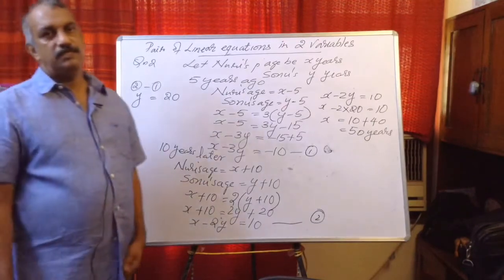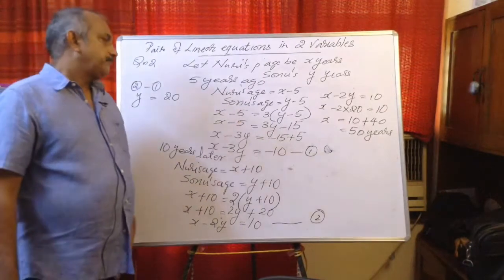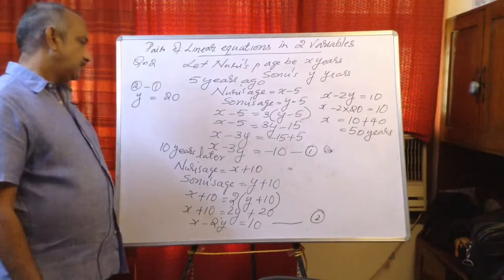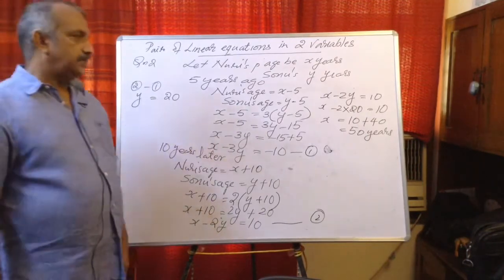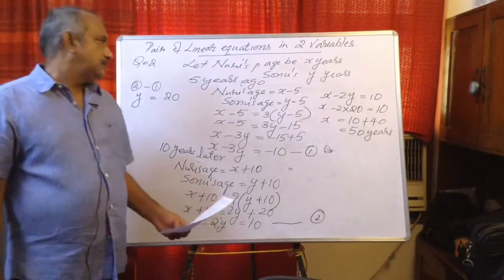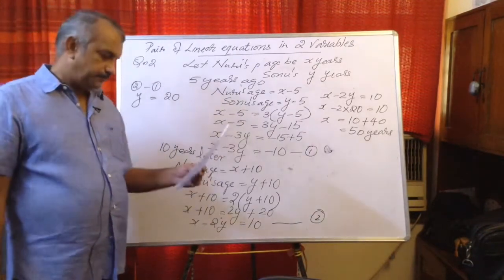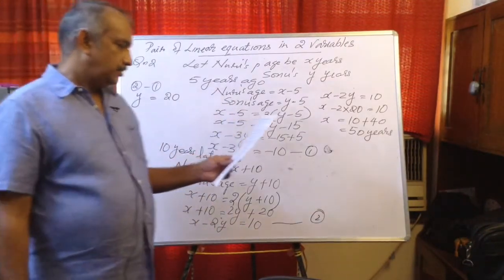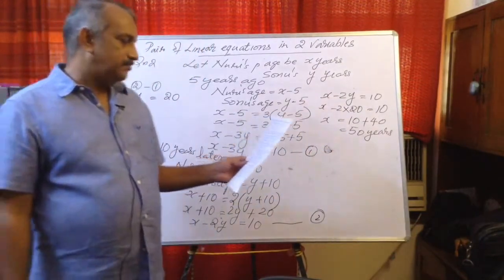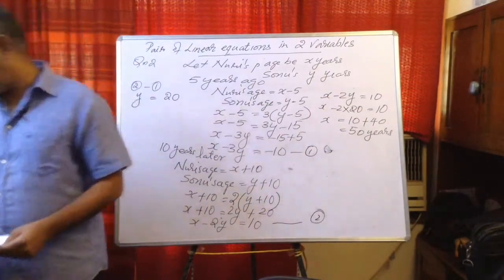Solve by any one method: elimination, substitution, or cross multiplication. We get x is equal to 50 and y is equal to 20. Then this is not enough. After that you will write, therefore Noori's age is equal to 50 years and Sonu's age is equal to 20 years. Now next question. The sum of the digits of a 2-digit number is 9. Also 9 times this number is twice the number obtained by reversing the digits. Find the number.